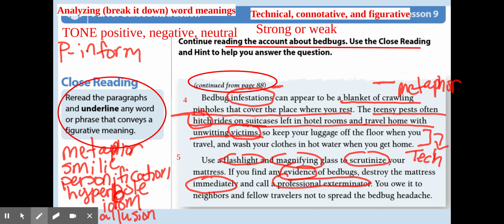And our last one that I have on here is to not spread the bed bug headache. Bed bugs aren't really giving you a headache. So technically that's hyperbole, it's exaggeration, because they might be a pest, but it's not actually causing you to have a headache. Okay, so with that, we're going to move on down to our next slide.